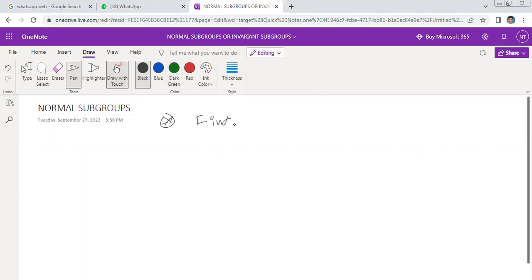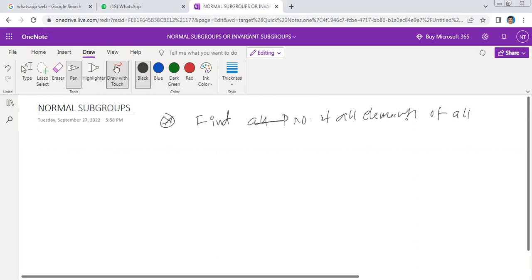Now, my question is, find all possibilities, find the number of elements of all possible orders in S4, the symmetric group S4. Find the number of all elements of all possible orders in S4, right? Now, for this, I can divide into some classifications.